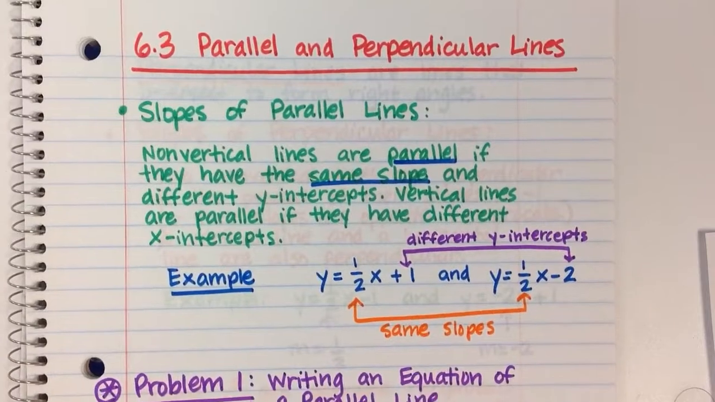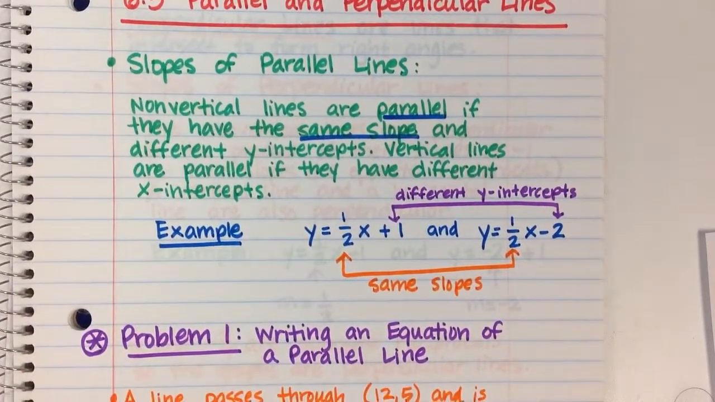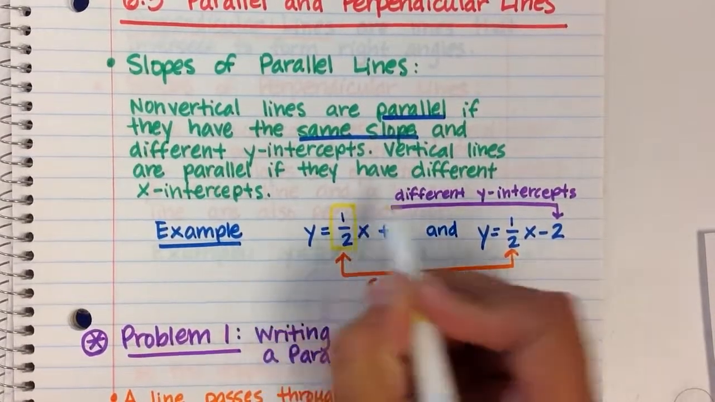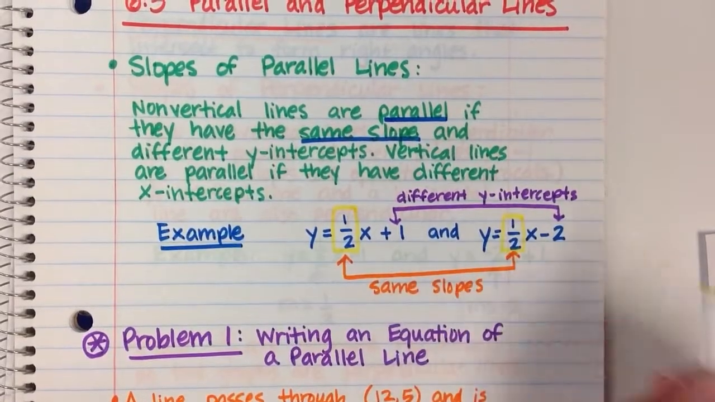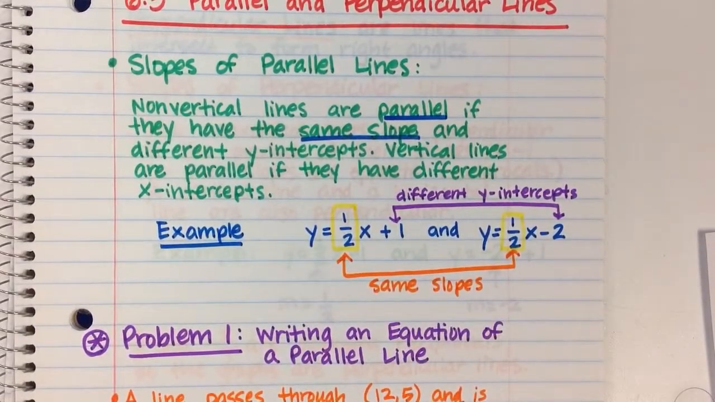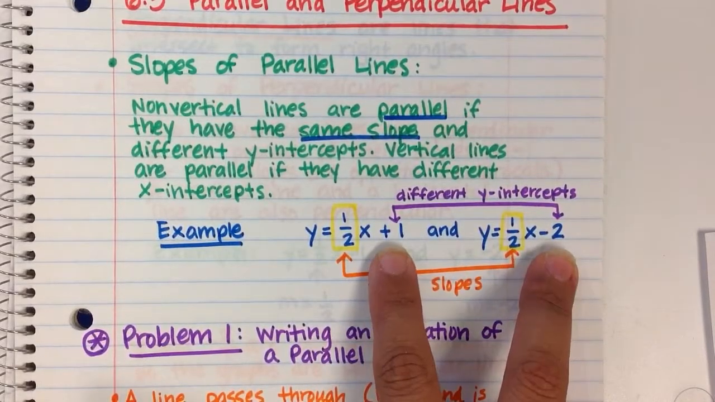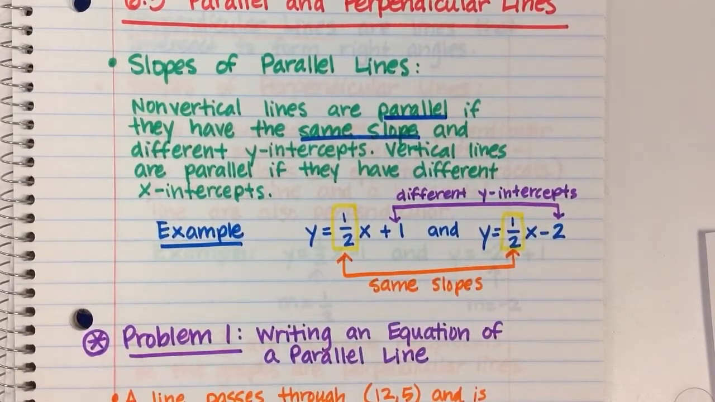Alright, so these two equations, y is equal to 1/2 x plus 1 and y is equal to 1/2 x minus 2. They both have the same slope. 1/2 is the slope. So in order for two lines to be parallel, they have to have the same slope. And then they have different y-intercepts because that means they're different lines, that they're not the same exact line.